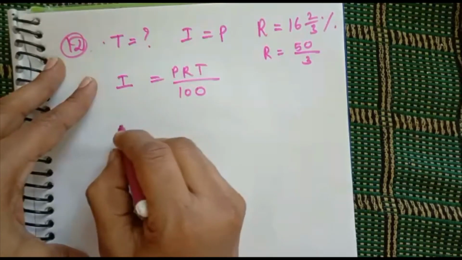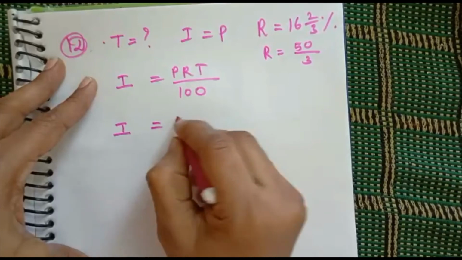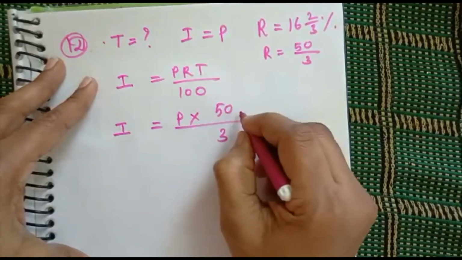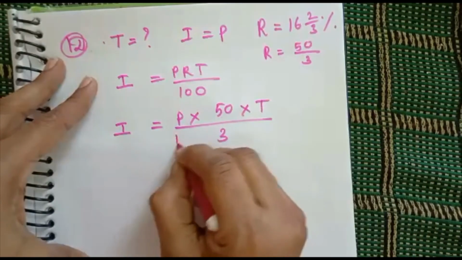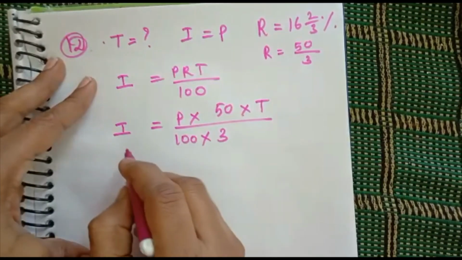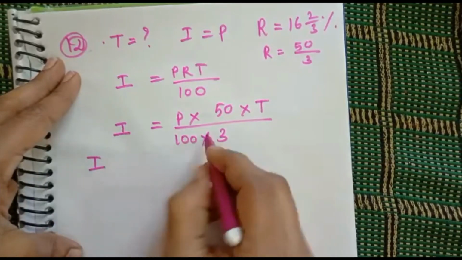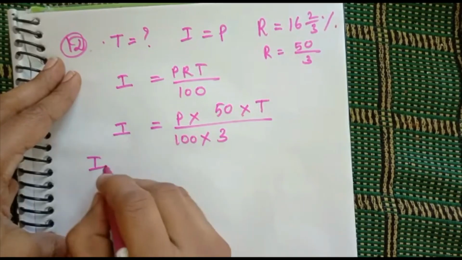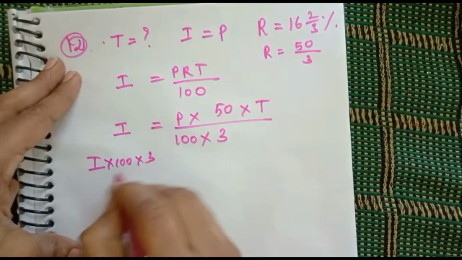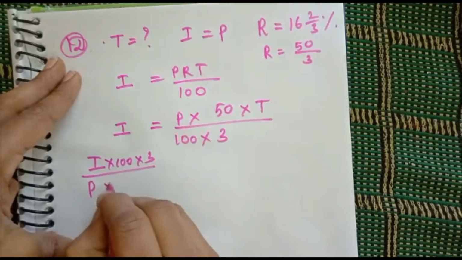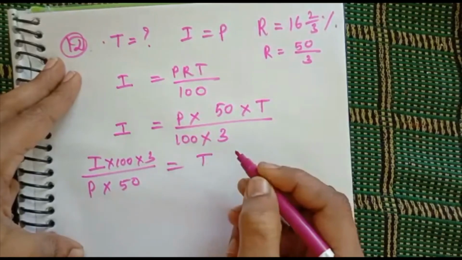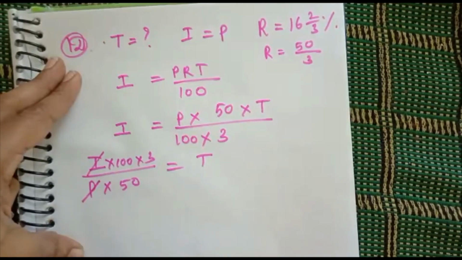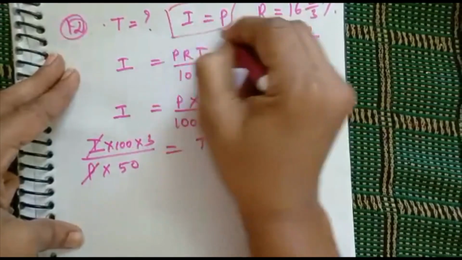Listen, both are equal. So I is equal to P into R, 50 by 3 I put here, then T we don't know, over 100. Then students, listen, this denominator, if it moves to the left hand side, becomes numerator. So into 100 into 3 divided by P into 50 is equal to T, because we want to know T only. Just cancel it. I just cancel the I and P, because I equal to P.